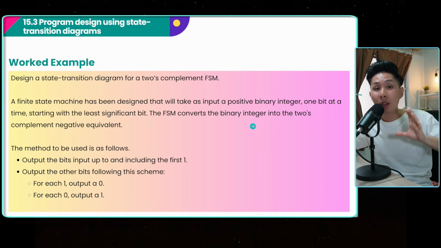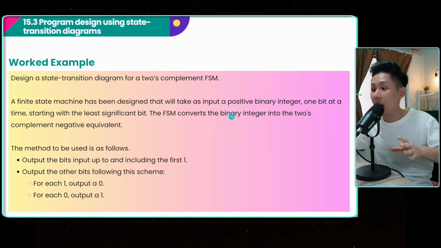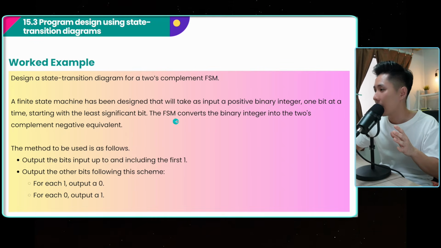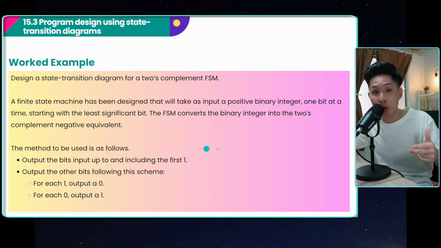The last example I want to give you is one that requires the program to output when they transition from one state to another. And I believe this is in your textbook as well. Design a state transition diagram for a 2's complement FSM. It has been designed to take as input a positive binary integer, 1 bit at a time, starting with the least significant bit. The FSM then converts the binary integer into its 2's complement negative equivalent.